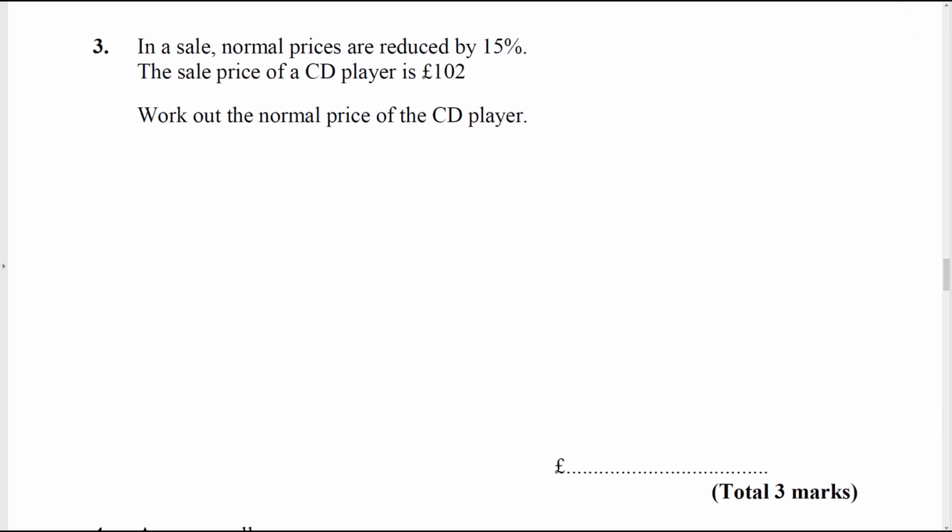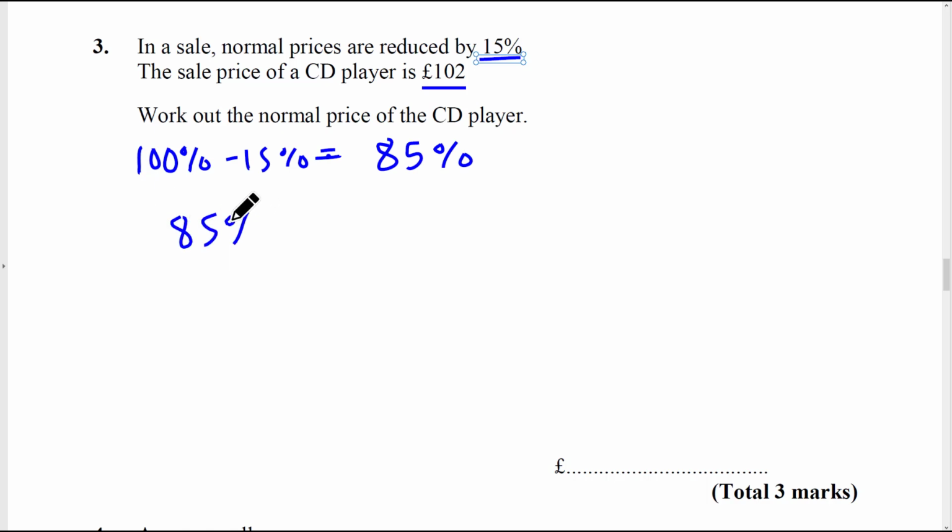Question 3. So give this a go, pause the video, give this a go, and then I'll show you. So in a sale, the normal price is reduced by 15%. The sale price of the CD player is £102. So we start off, what's 100% minus 15%? That's 85%. So we know 85% equals 102.